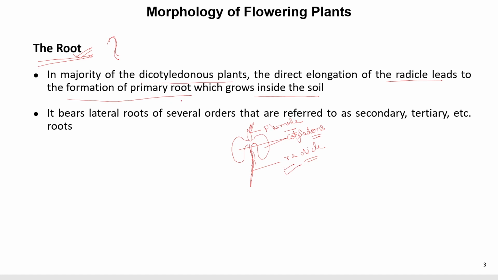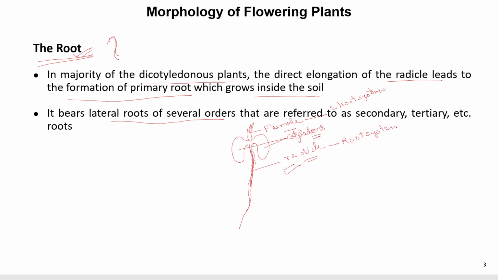of the primary root. This will form the primary root, and it grows inside the soil. It bears lateral roots of several orders. Now when this seed grows, its roots elongate. The plumule makes the shoot system; it elongates and makes the shoot system. Now the radicle elongates and forms the root system.